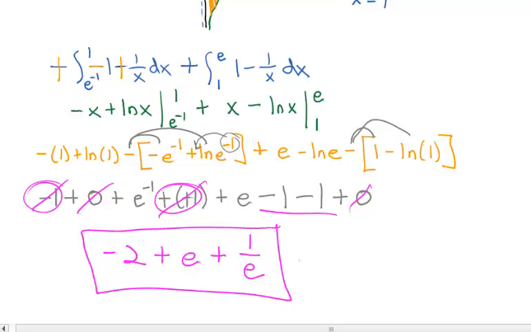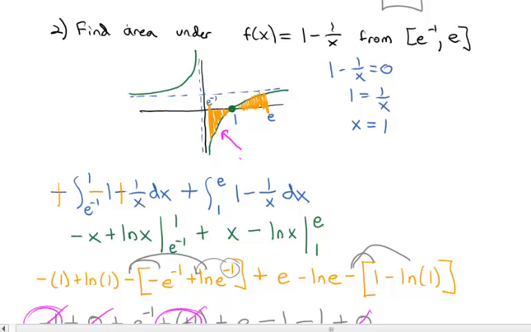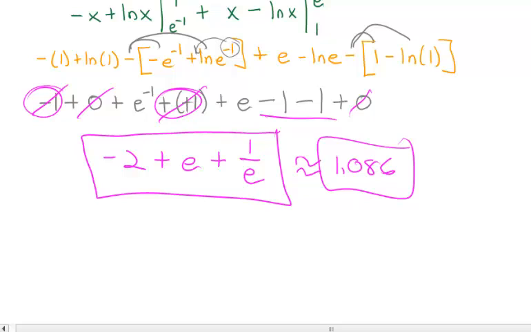We could type it into our calculator, negative 2 plus, and then if we hit second ln, we get the e. You probably need to tell your calculator that's a first power, plus 1 over second e to the first power. And that gives us approximately 1.086, if you prefer the decimal, for the total area. The left part was negative, the right part was positive, but when we made those adjustments, we got our actual shaded area of negative 2 plus e plus 1 over e.